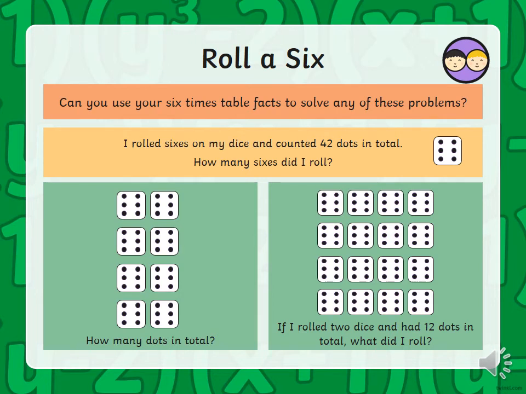How many dots in total? 6, 12, 18, 24, 30, 36, 42, 48. If I rolled 2 dice and had 12 dots in total, what did I roll? So I want you to work out these questions.